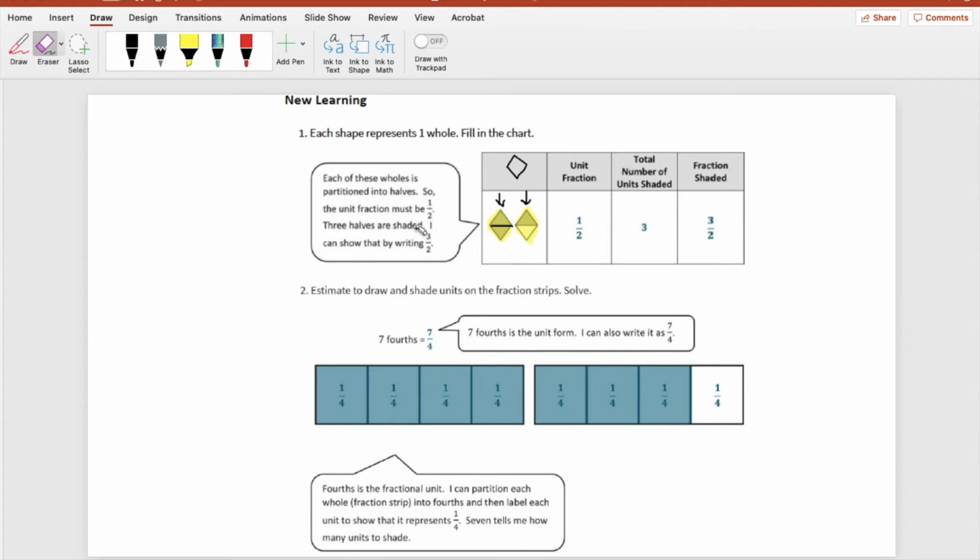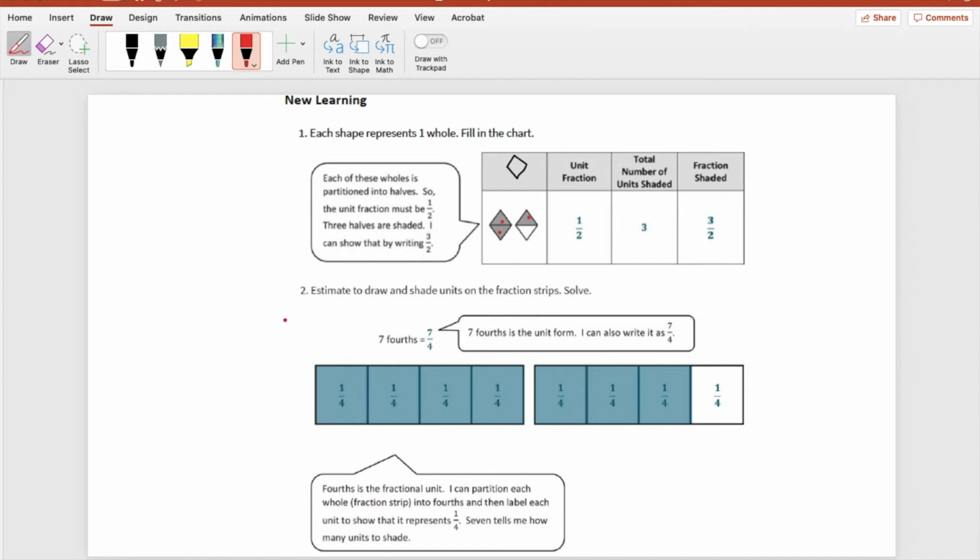If we look at our wholes, I'm going to count. I see 1 half, 2 halves, 3 halves shaded in, and that's what they did here. So our fraction is 3 halves. We have 1 whole plus another half. We have 3 halves. It says that right here. We write it like 3 halves.